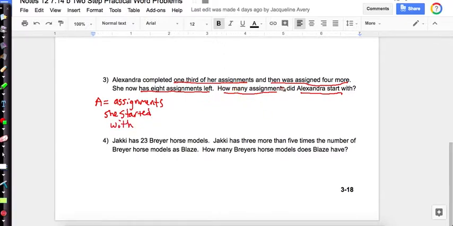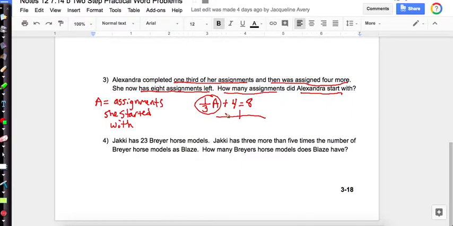Okay, so 1/3 of her assignments and then was assigned 4 more. So 1/3 of her assignments, okay, of means multiply. And anytime you take a fraction of something, you're multiplying it by whatever it is, or dividing by 3. Then was assigned 4 more, so plus 4. And it says she now has 8 left, so that's what the equation is going to equal. Okay, circle your variable, draw your T.